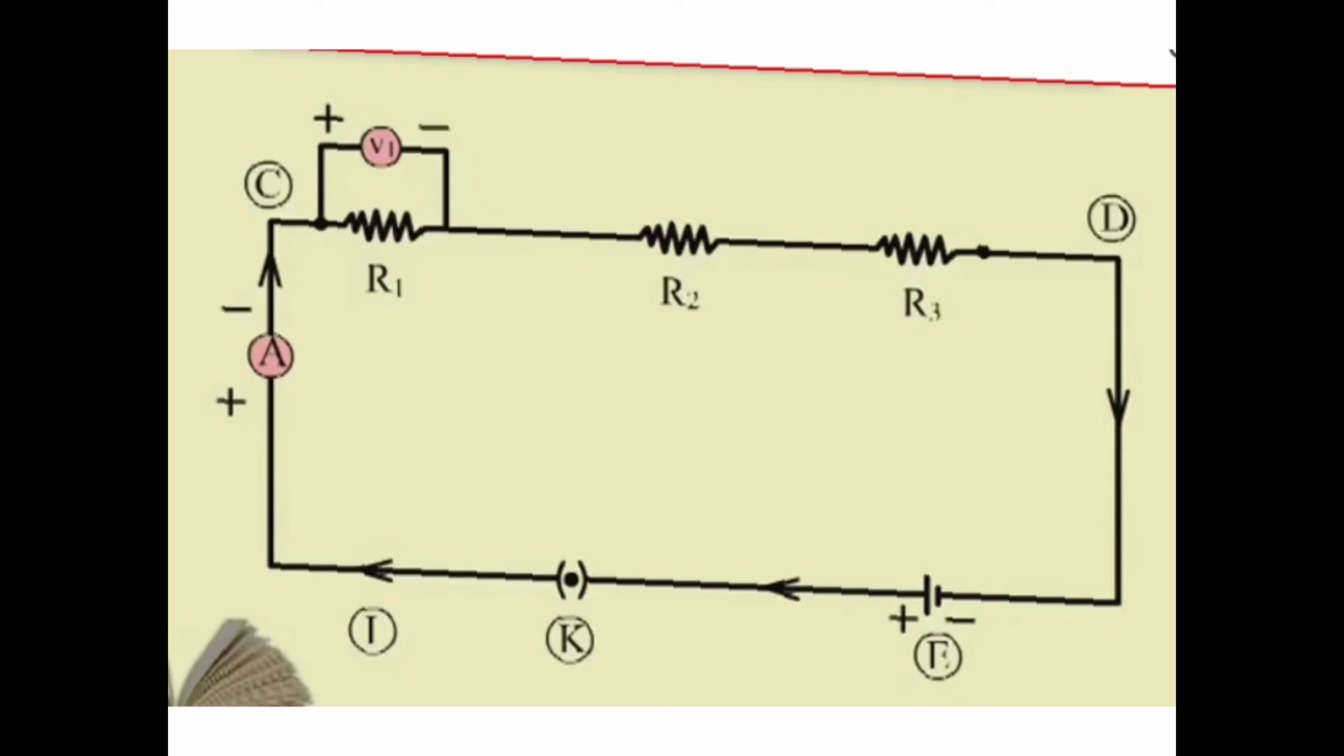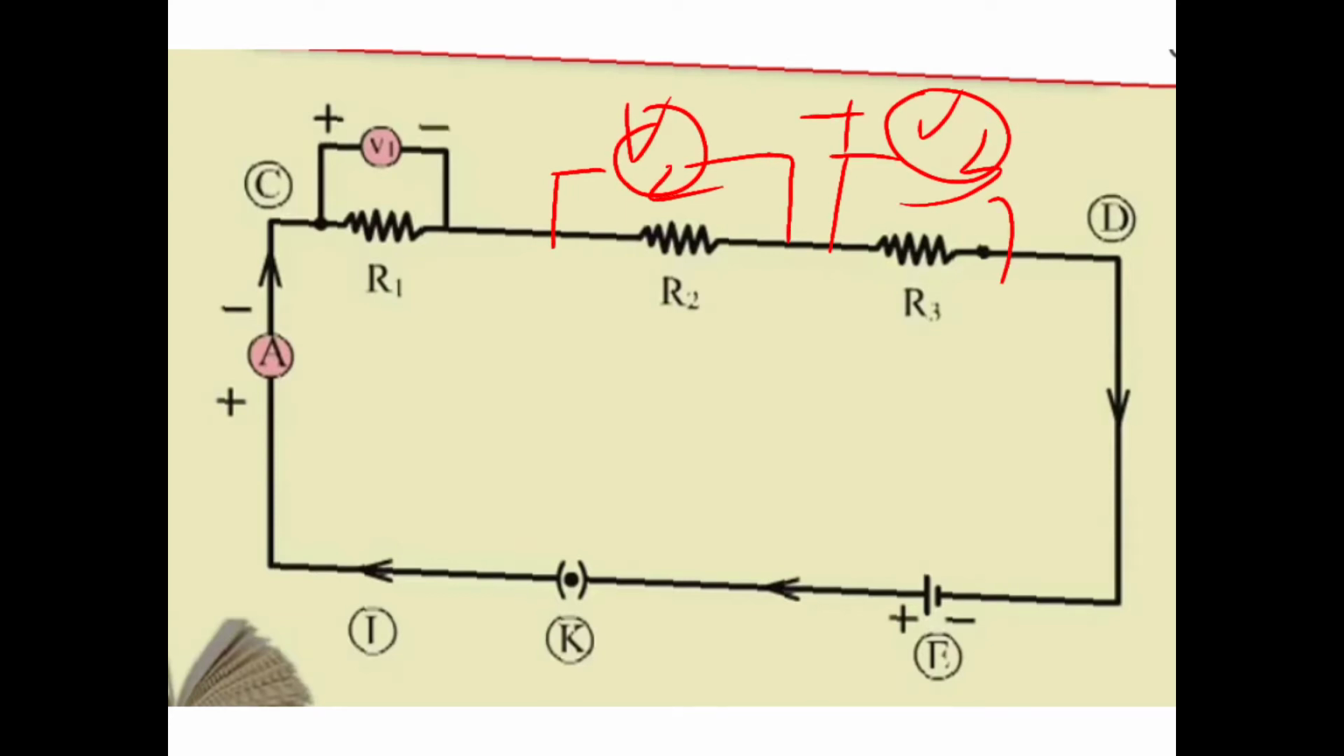Now children, here we can have V2 to measure the potential difference across R2, and here we can have V3 to measure the potential difference across R3. But for the simplicity of the diagram, only one is drawn. But we can have V2 and V3 also as required to measure, right?